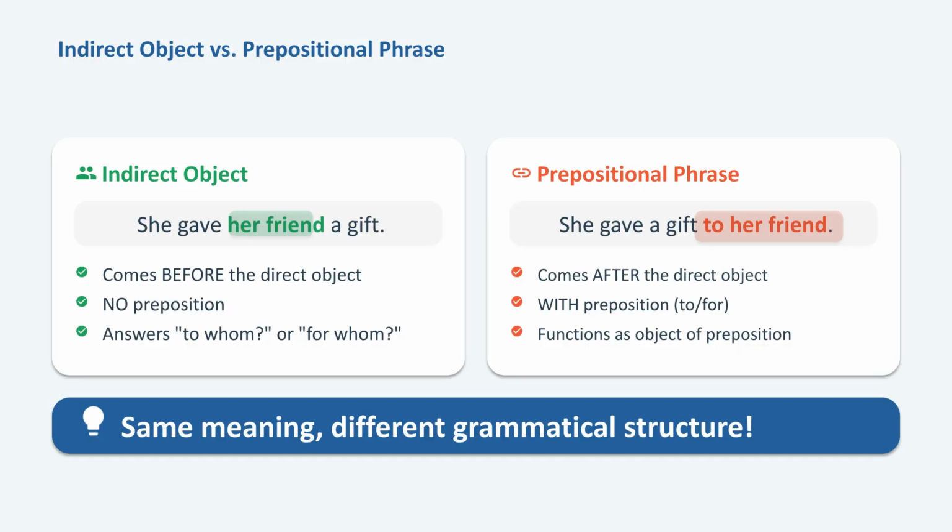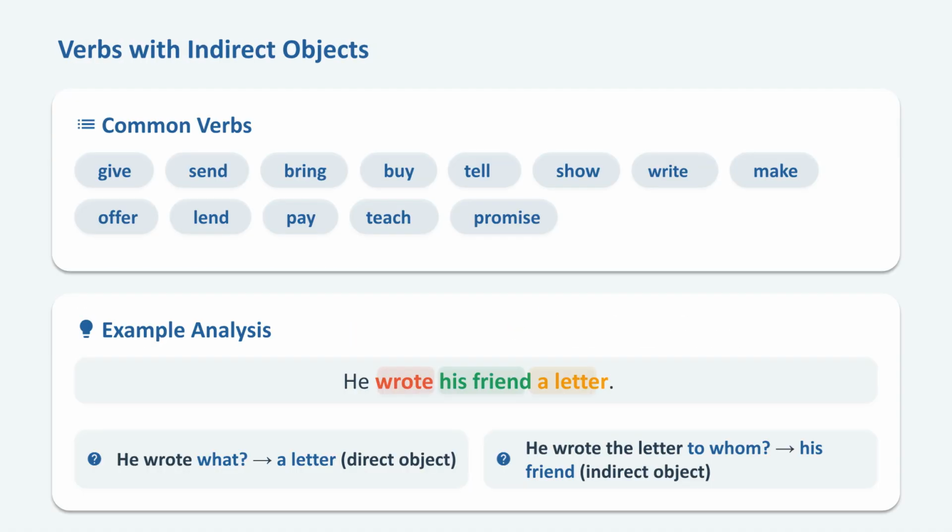In the first sentence, her friend is an indirect object because it comes before the direct object and is not introduced by a preposition. In the second sentence, to her friend is not an indirect object. It's a prepositional phrase because it starts with to and comes after the direct object. Only certain transitive verbs can have an indirect object, usually verbs that involve giving, showing, or sending something. Common examples are included in this list.